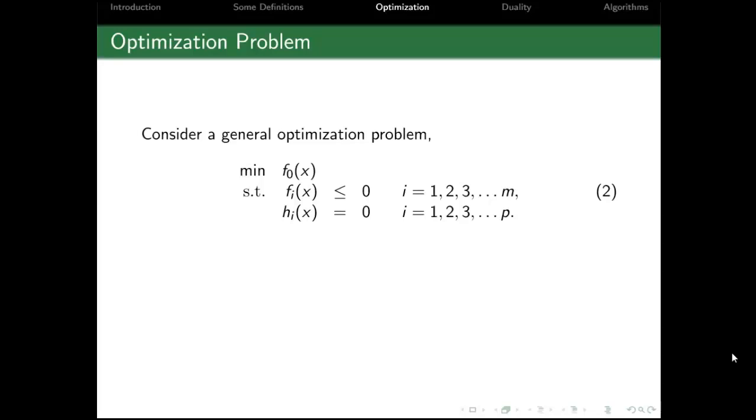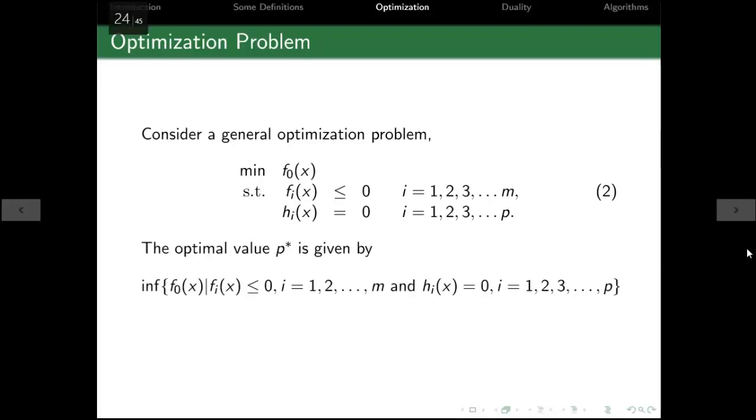Now, let us look at a general optimization problem. Any optimization problem, in general, can be reduced to this form of minimize an objective function subject to few inequality constraints and few equality constraints. So the optimal value p star can also be written as infimum of f_0(x) such that f_i(x) less than or equal to 0 for i equal to 1 to m and h_i(x) equal to 0 for i equal to 1 to p.